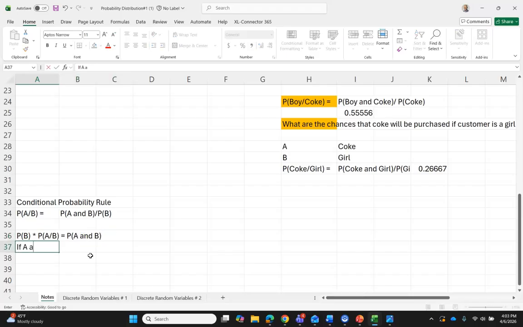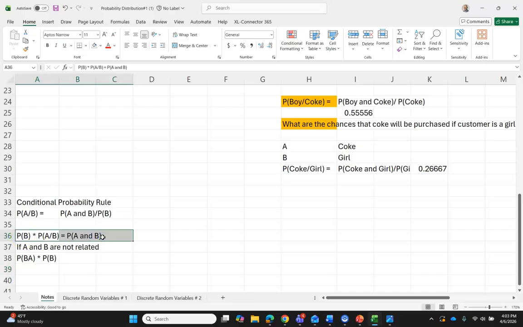If A and B are not related, they are independent, then we can simply multiply probability of A times probability of B. But when they are related, if one of them depends on the other, and assume that A depends on B to occur, the multiplication rule will be like this. So these are two ways we can multiply probabilities.